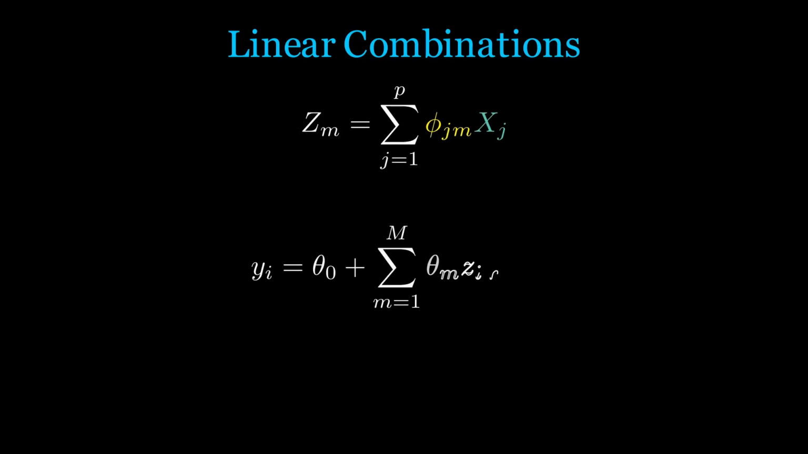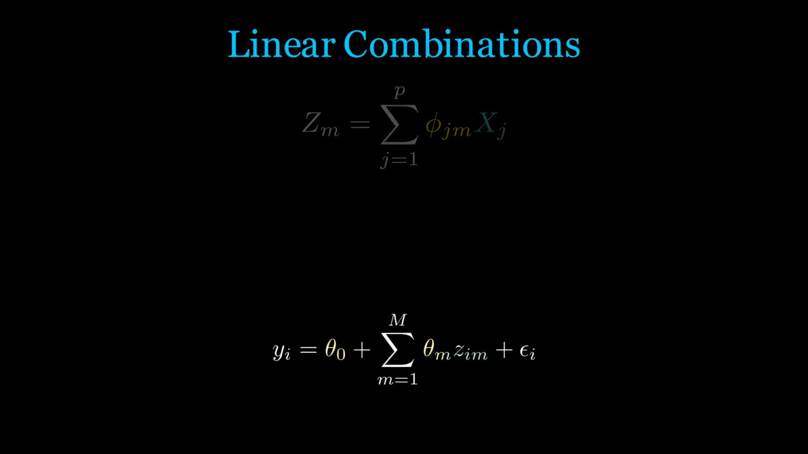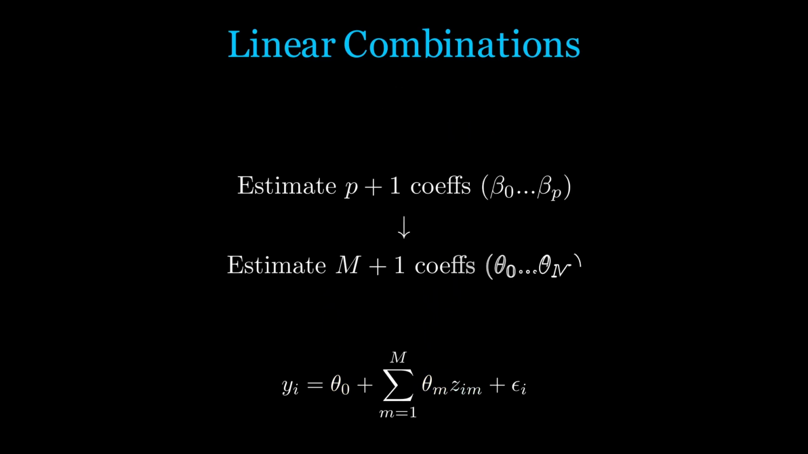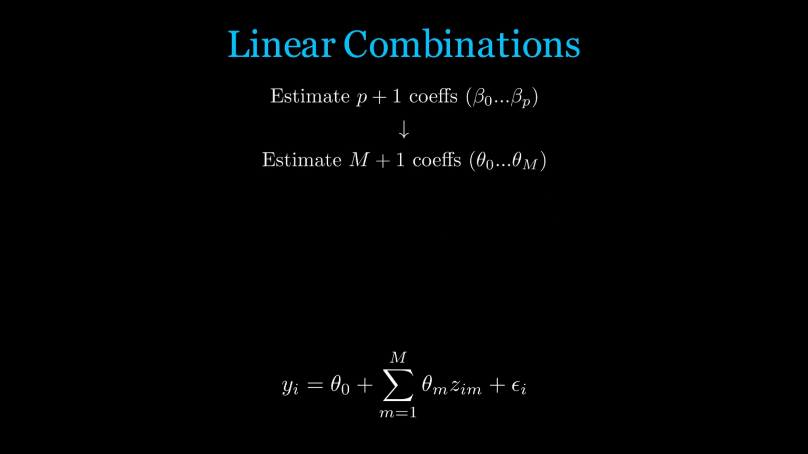Once we have these new predictors, we fit a least squares model using them. In this final equation, theta represents the regression coefficients for our new combinations, and z sub im is the specific value of that combination for an observation i. Dimension reduction reduces the problem of estimating p plus 1 coefficients to estimating just m plus 1 coefficients. Since the new model is still linear, we can use least squares to solve it.